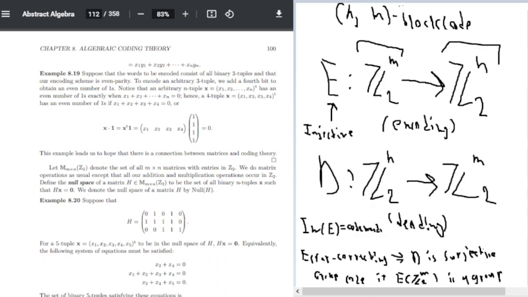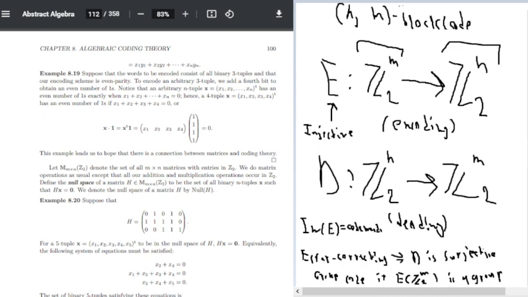Example 8.19. Suppose that the words to be encoded consist of all binary 3-tuples, and that our encoding scheme is even parity. To encode an arbitrary 3-tuple, we add a 4th bit to obtain an even number of 1s. Notice that an n-tuple x = (x1, x2, all the way to xn)^T has an even number of 1s exactly when x1 + x2 + all the way to xn = 0. Hence, a 4-tuple x = (x1, x2, x3, x4) has an even number of 1s if x1 + x2 + x3 + x4 = 0, or that x · 1 = x^T 1 = (x1, x2, x3, x4) times (1, 1, 1, 1) = 0.